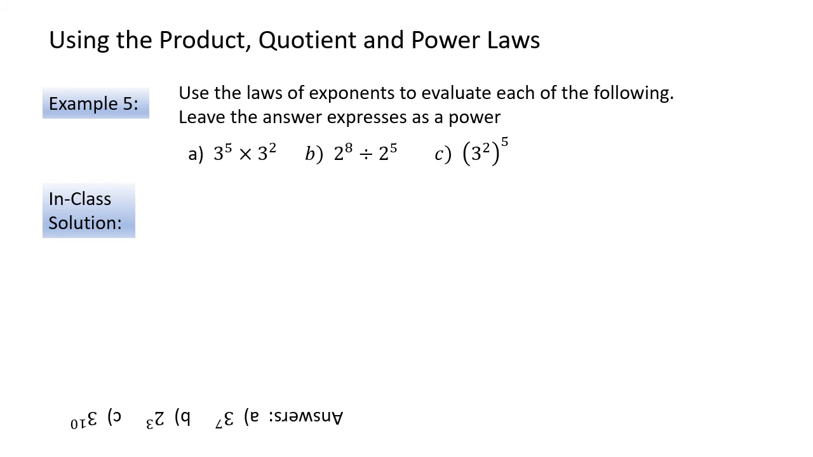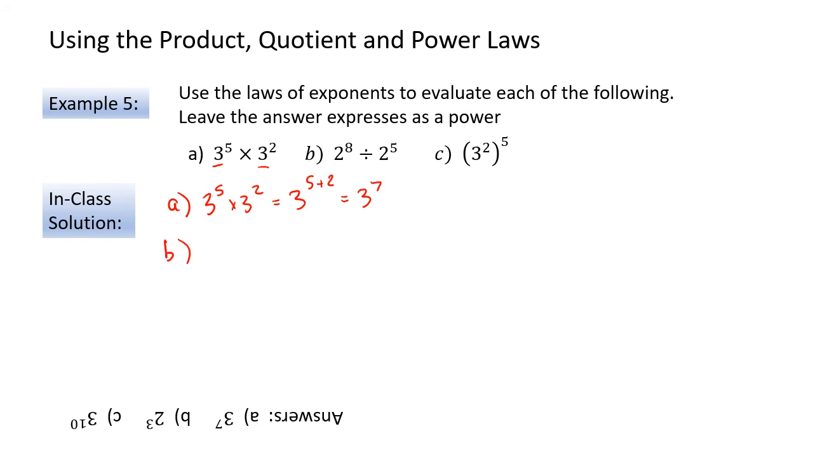Use the laws of exponents, and we're going to evaluate each of the following. Example A, 3 to the exponent 5 times 3 to the exponent 2. First thing to notice is they have the same base, so you can multiply them together using the rules of exponents. Remember, when they're multiplied together, it's the same as adding the exponents. So that's 3 to the exponent 5 plus 2, which is 3 to the exponent 7.